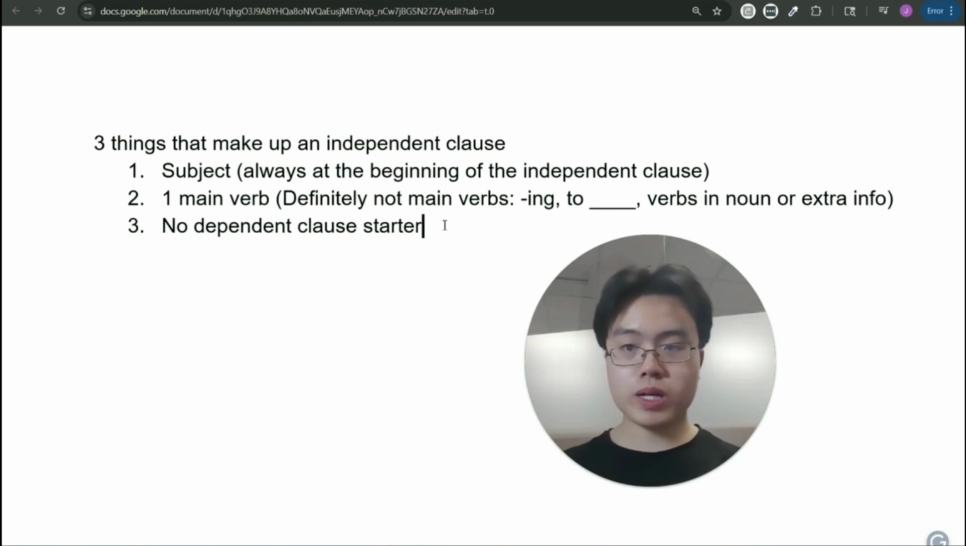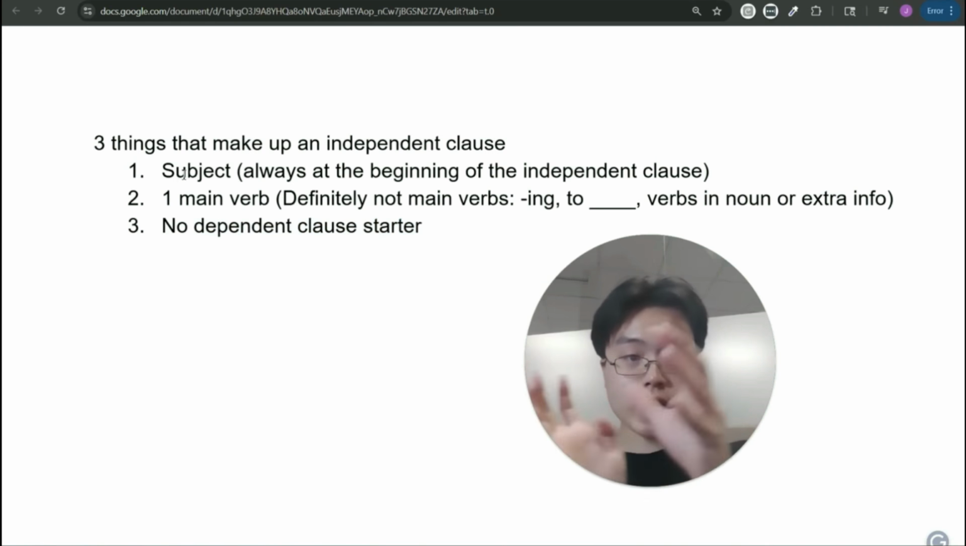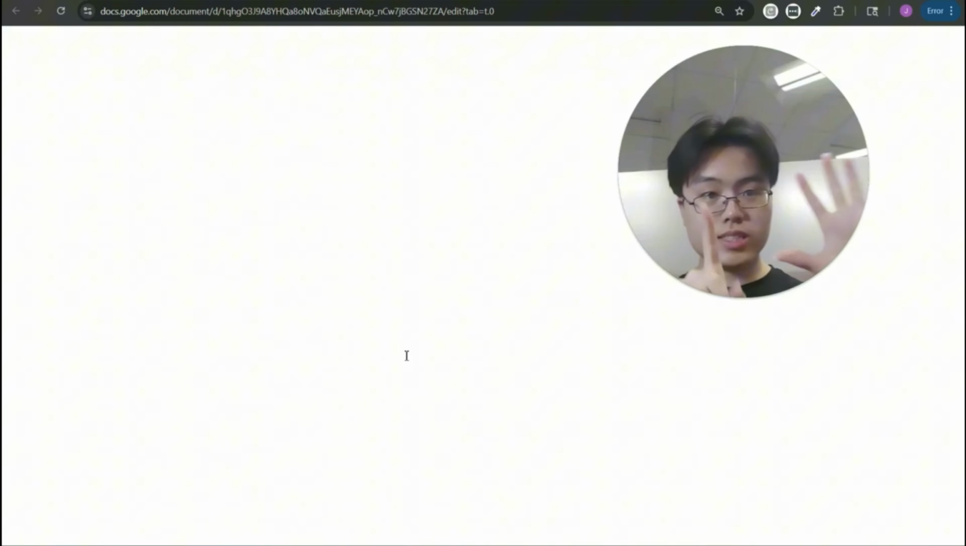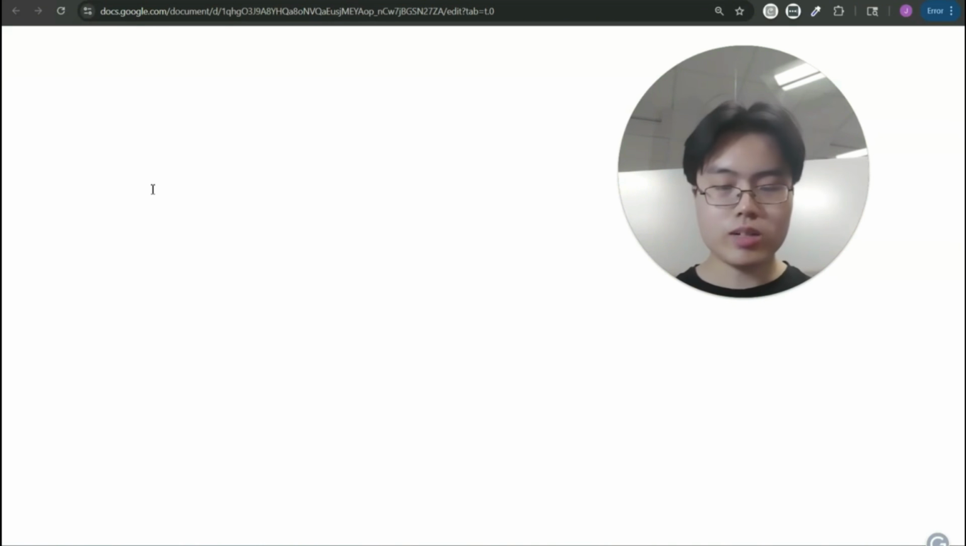Hopefully you understand by now that in order for something to be an independent clause, at the very beginning there cannot be a dependent clause starter. Instead, it should be a subject, and right after the subject should be a main verb. And that's it. There are only 6 punctuation marks that you need to know for the SAT, and I'm going to go over all of them.